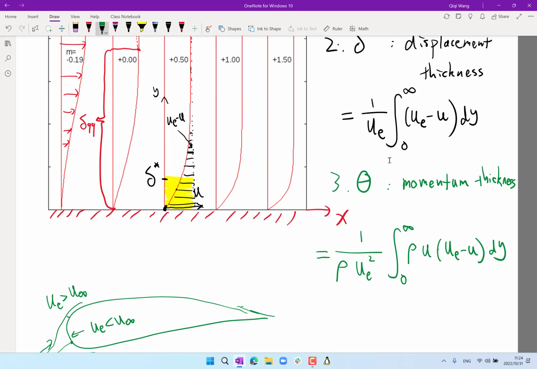The rhos cancel out, and what we get is just an integral. Another way to write it is u over UE times (1 minus u over UE) dy. Here all the ratios are non-dimensional except for the dy, so that guarantees that we get a thickness unit.